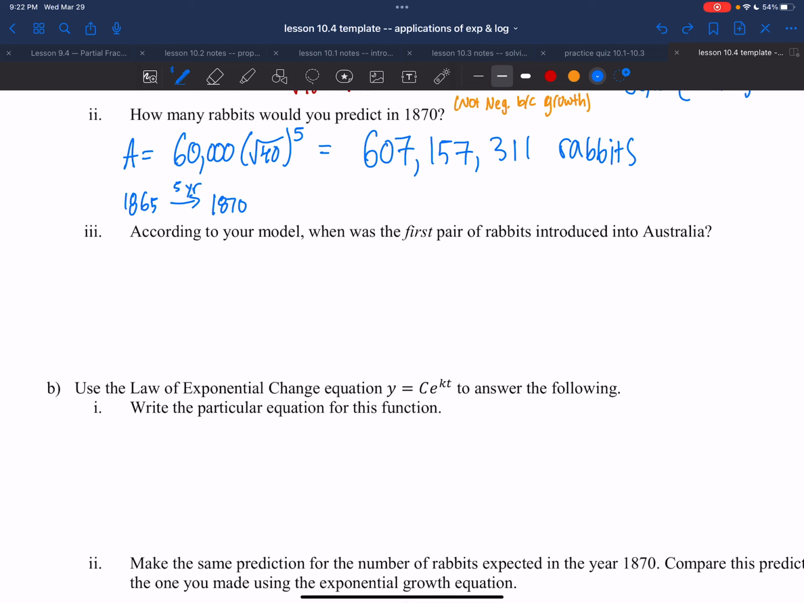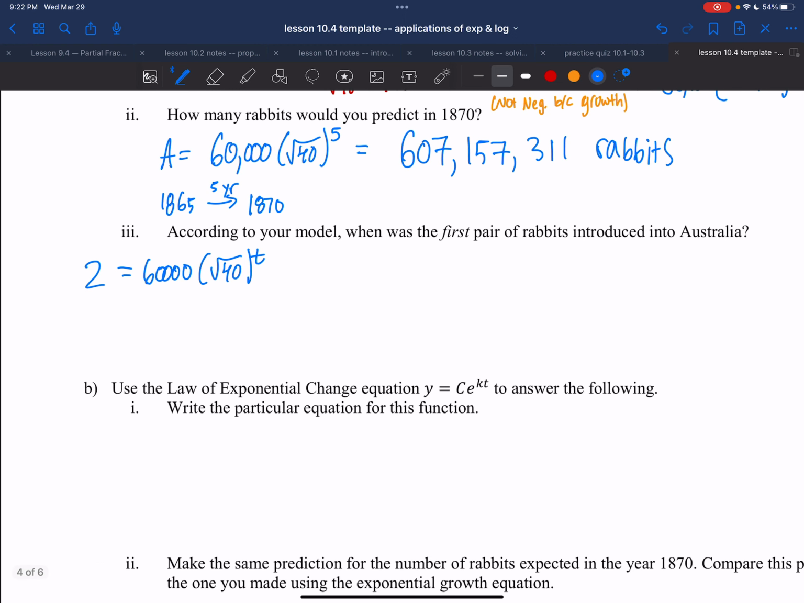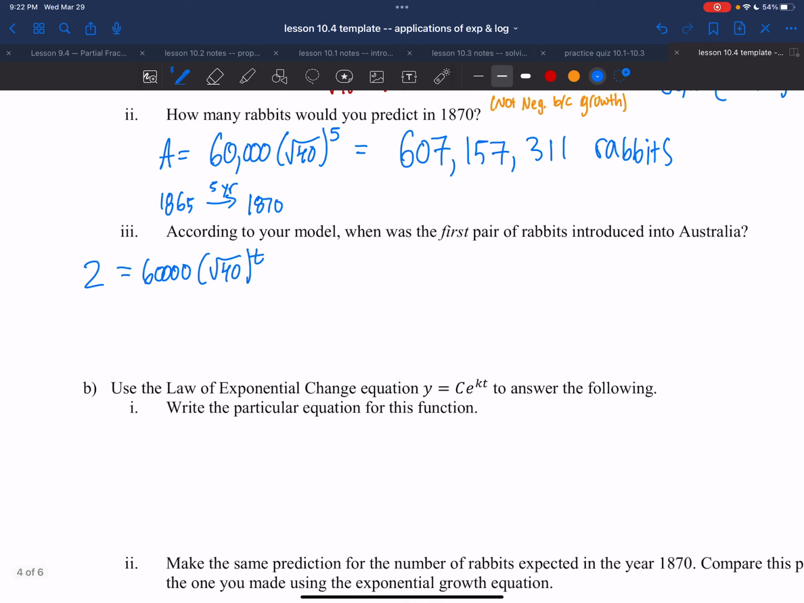So let's see. So the final amount should be 2 rabbits, right? And we're going to compare this to 60,000 times square root 40 to the power of t. So, okay, let's solve for t. We'll divide both sides by 60,000. This is 2 over 60,000, which actually, isn't that 1 over 30,000? Okay, which equals square root 40 to the t.